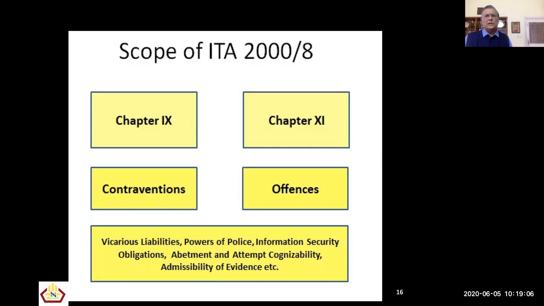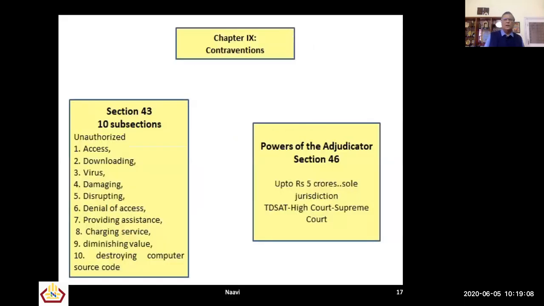These are all the things which are there in the Information Technology Act. You need a lot more time to discuss all these things. I will only try to give a bird's eye view of that. In this chapter 9, there is one section called section 43, which has got 10 subsections, which talks about various ways by which the contraventions are recognized.